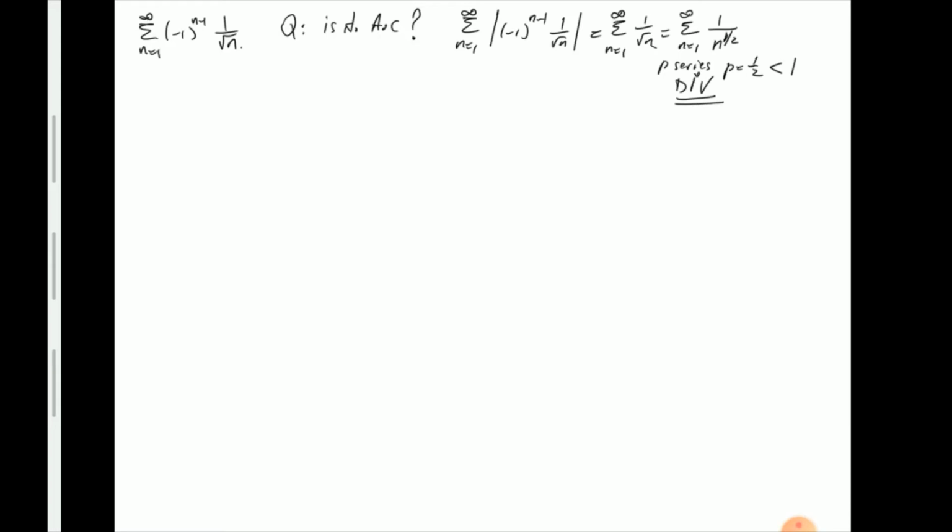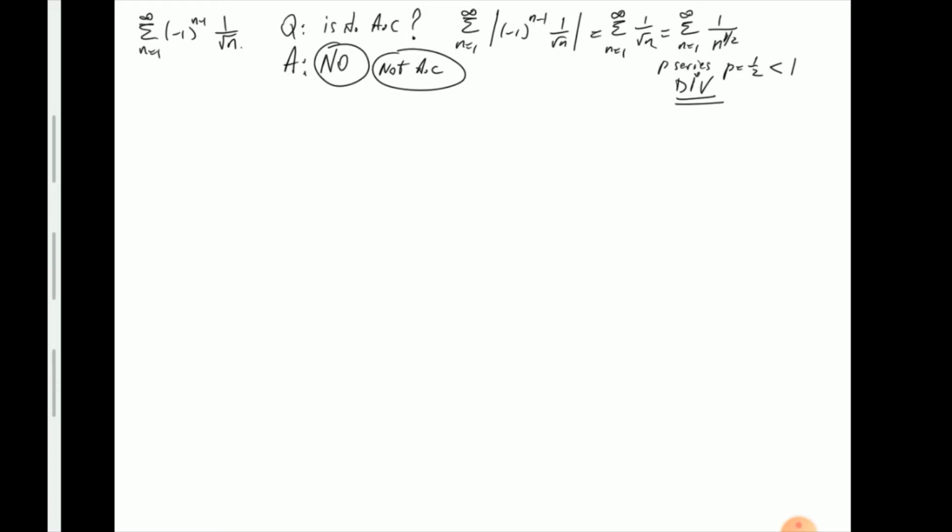Well, to answer that question, I'll have to look at the summation from 1 to infinity of the absolute value of (-1)^(n-1) times 1 over the square root of n. That ends up being the summation from 1 to infinity of 1 over the square root of n. This is again a p-series because you can write it as 1 over n to the 1/2. So it's a p-series with p equals 1/2, which is less than 1. What do we know about p-series with p less than 1? Those p-series are divergent. So the answer to the question, is it absolutely convergent, is no. Not absolutely convergent.